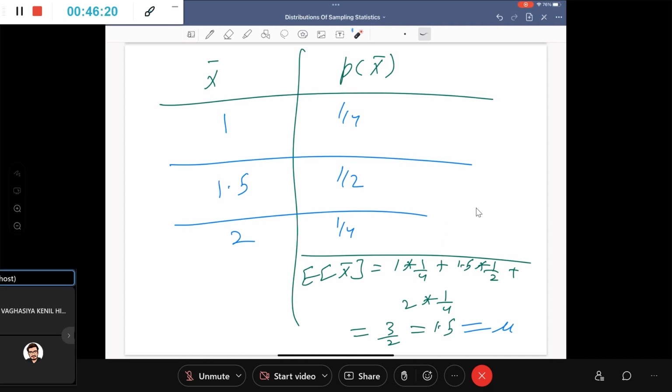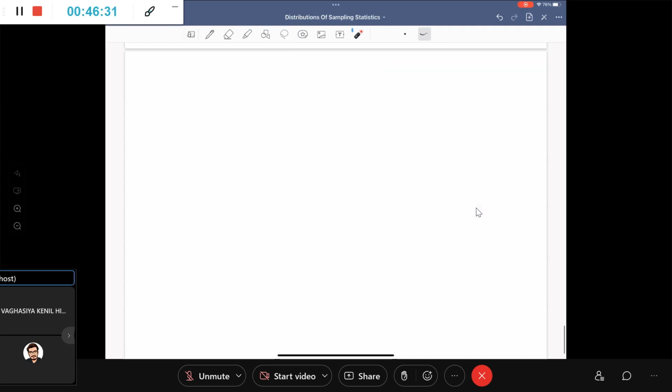Okay. So what we did till now is that we computed the expected value of X bar, and we saw that it is equal to the expected value of the population, which is 1.5. Now we want to also verify what is the variance of X bar. What is the variance of X bar?